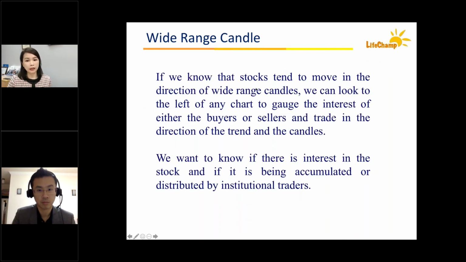So if we know that a stock tends to move in the direction of wide range candles, we can look to the left of the chart. Look to the left means the historical action, because when we are moving to the right, we are looking at the future. So this is the x-axis. Going to the right is the future time frame, and going to the left is the past historical price action. So when you look at the left, you can see the interest of the buyers and the sellers by looking at whether you have a lot of tall white candles, or a lot of tall black candles. Okay, so that gives you a lot of information.